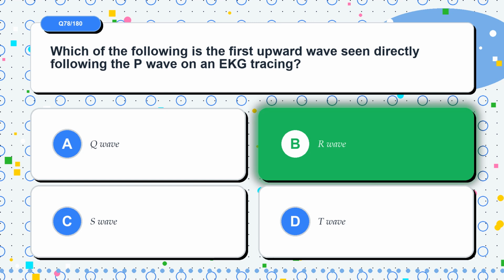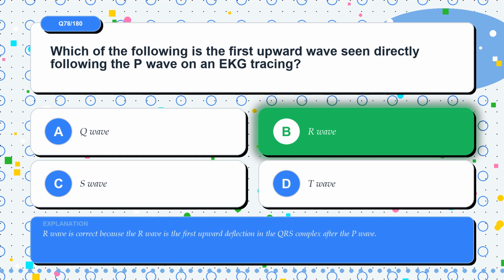The correct answer is option B. R wave. R wave is correct because the R wave is the first upward deflection in the QRS complex after the P wave.